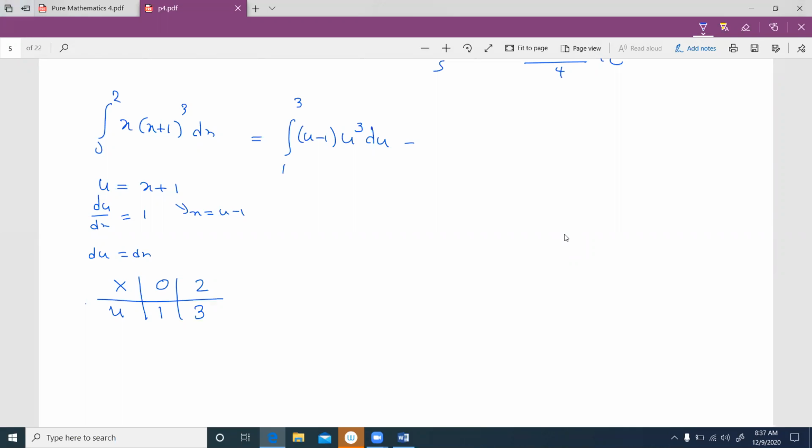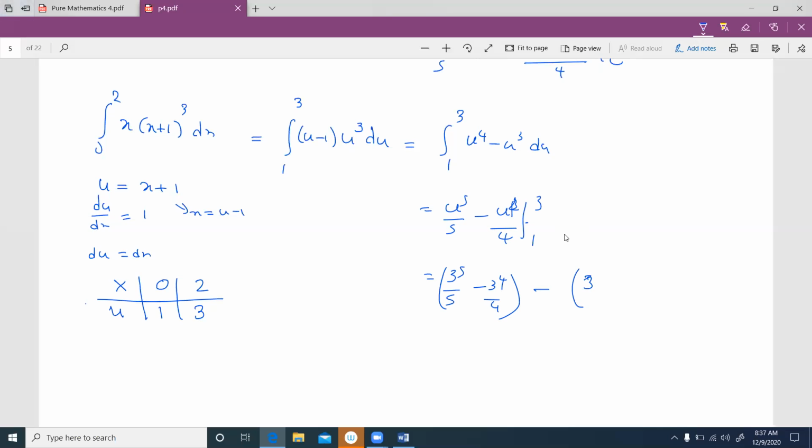Then this turns into the integration from 1 to 3, u to the power 4 minus u to the power 3 du. With that you can write u to the power 5 divided by 5 minus u to the power 4 divided by 4, from 1 to 3. So if you do this, this is 3 to the power 5 over 5 minus 3 to the power 4 over 4, minus 1 to the power 5 over 5 minus 1 to the power 4 over 4.